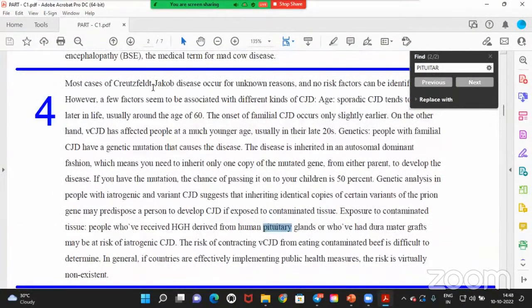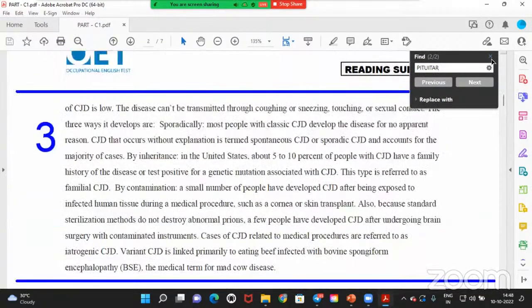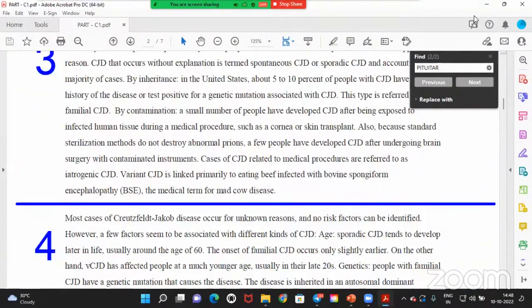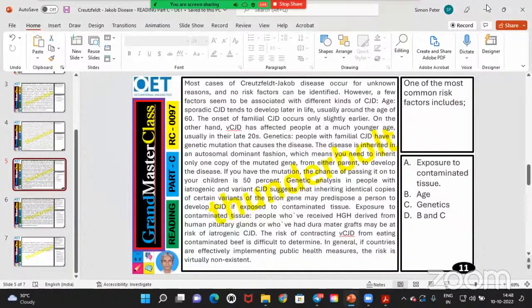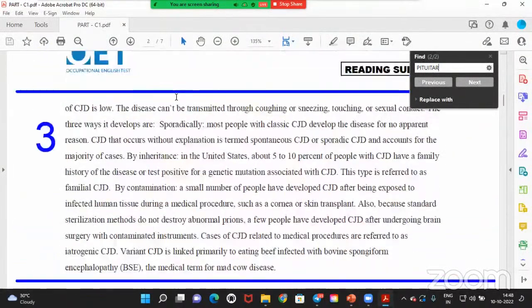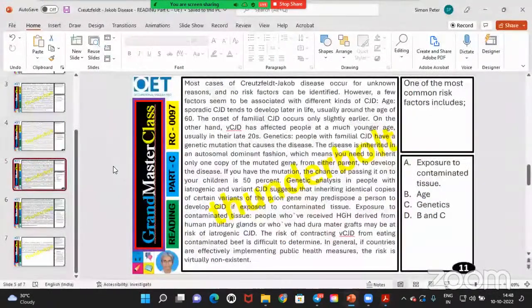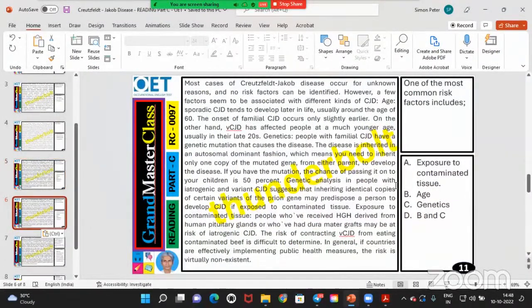Fourth paragraph is unknown reason. So same paragraph, second question. So we'll take the same thing. So the fourth paragraph is this one. Most cases. Yeah. This is the question. Control C, Control V. Same question.